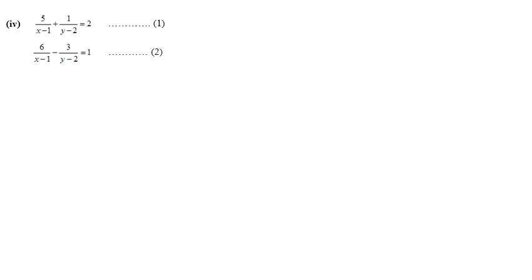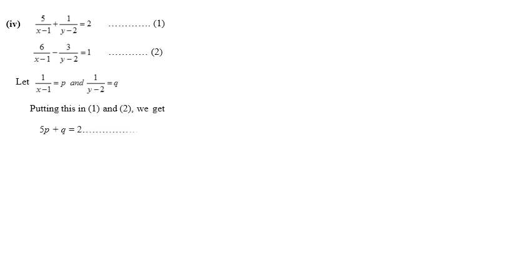When you closely observe the question, you can see in the denominator that is x minus 1, and here also in the denominator y minus 2. The second equation also has denominators x minus 1 and y minus 2. Go for the substitution, that is 1 by x minus 1 is equal to p and 1 by y minus 2 is equal to q, because x minus 1 is in the denominator, that's why we are taking 1 by x minus 1, and here y minus 2 is also in the denominator, that's why we are taking 1 by y minus 2 as q.